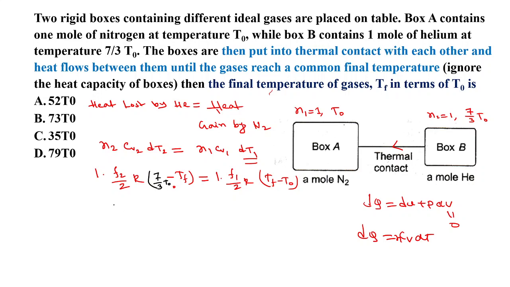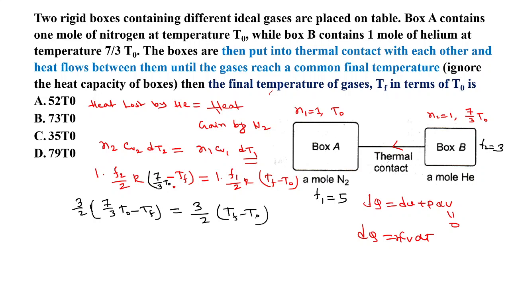We know the degrees of freedom for helium is 3, and for nitrogen is 5. So I will write down the values: 3 by 2, R will be cancelled, so it will be 7 by 3 T0 minus TF equals, and f1 is the degrees of freedom, 3 by 2, TF minus T0, where TF is the final temperature.